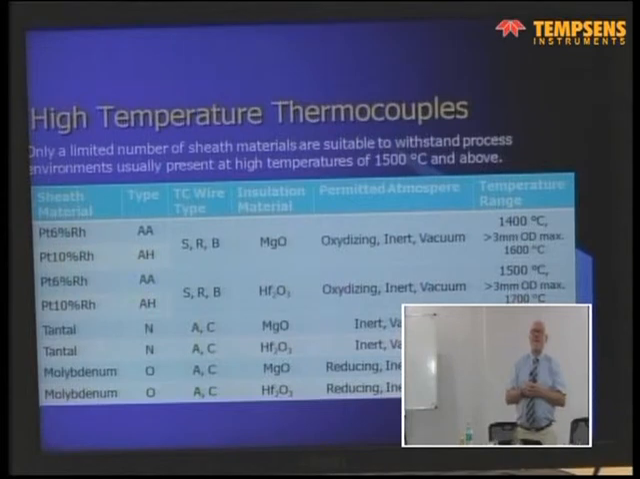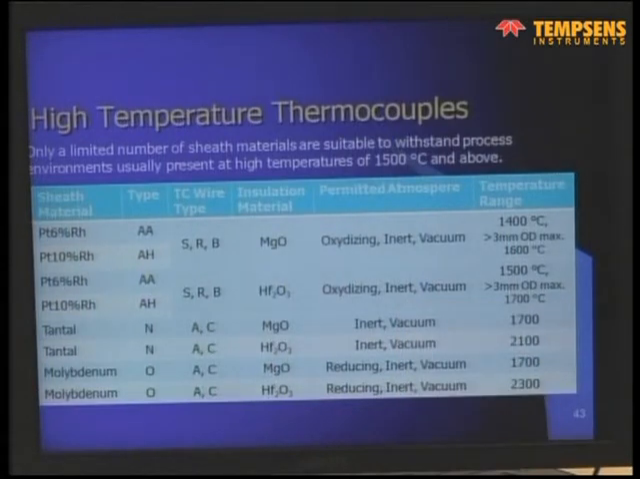So the sheath materials depend on what is the permitted atmosphere. And you see that the noble metal sheath materials are only for oxidizing and inert or vacuum applications, where pure platinum sheath is not possible in vacuum applications. The partial pressure of platinum is quite high, and so the temperature in the vacuum furnace may be above the partial pressure temperature, and so the platinum disappears.